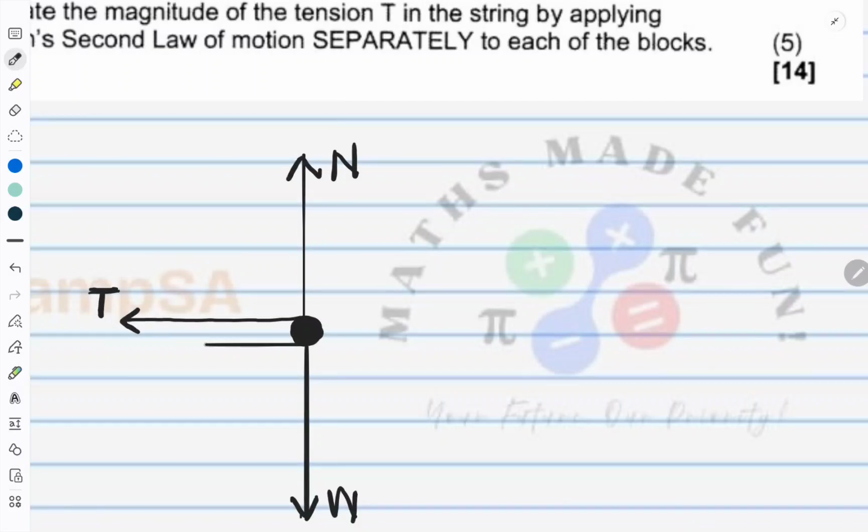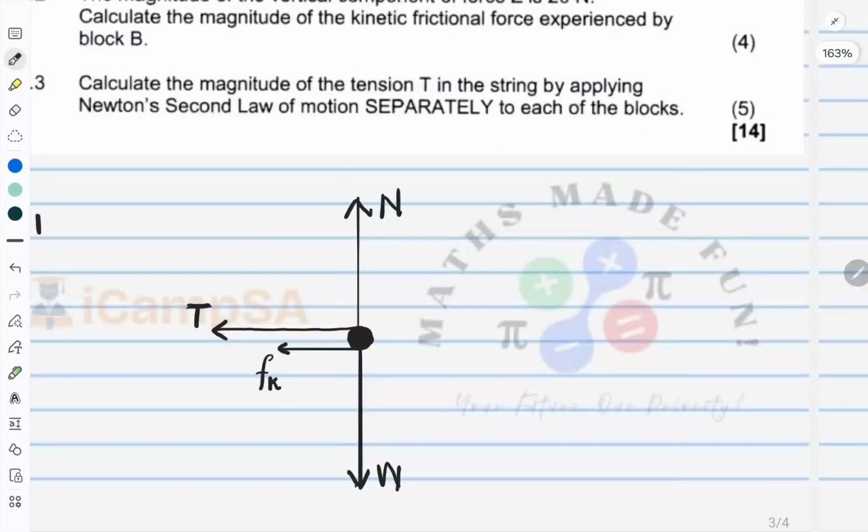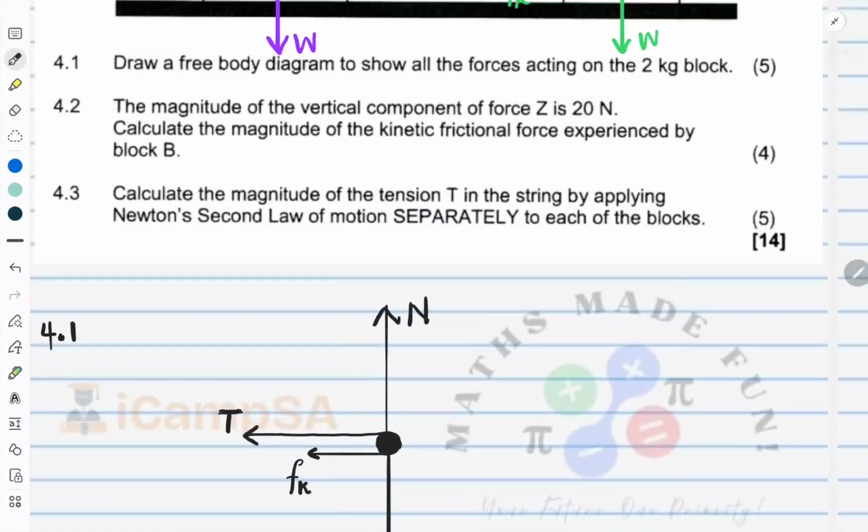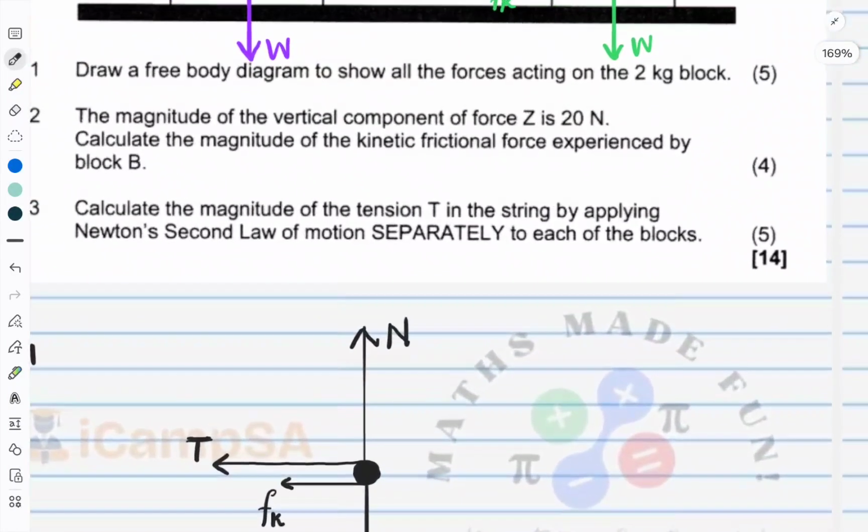Then we have Fk. Notice I make my Fk smaller than my tension. And then we have that applied force Z. So most people, when they get to this one, they find it confusing on how to do it.